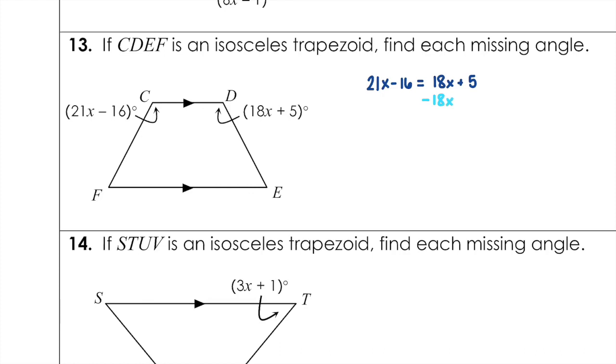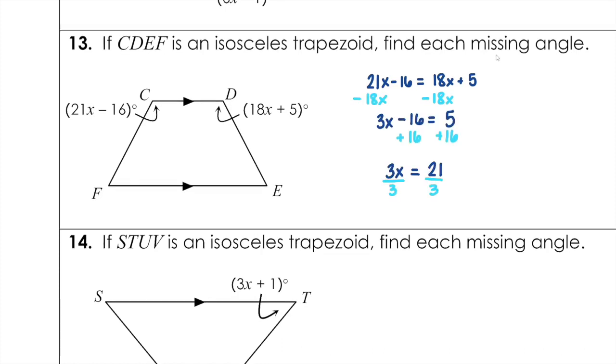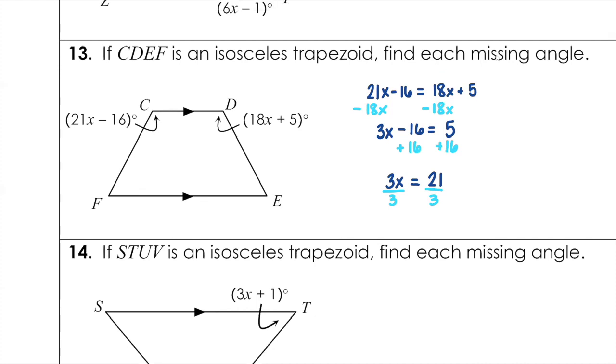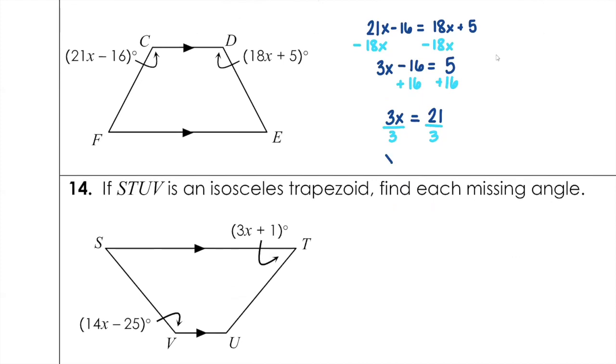Subtract 18x from both sides. Then we add 16 to both sides to get 21. Divide both sides by 3, so x is 7. Now we take that 7 and substitute it back in.